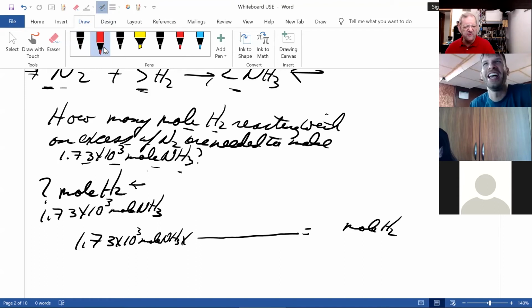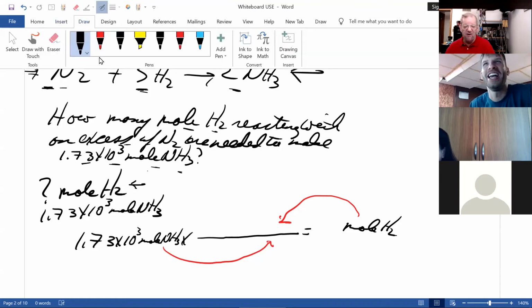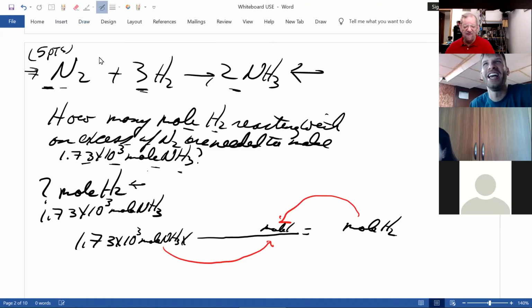Whatever units we're trying to get to goes on top of the ratio. Whatever units we want to get rid of go underneath. So I can do that. I want moles of hydrogen on top. I want moles of ammonia underneath.